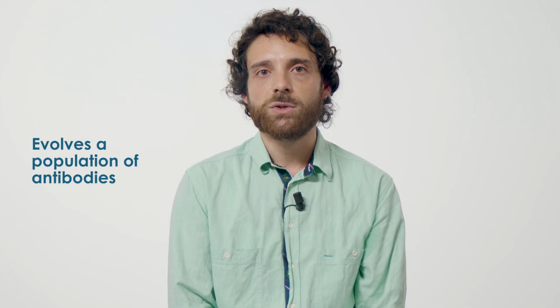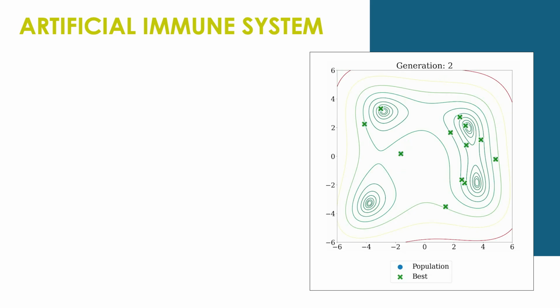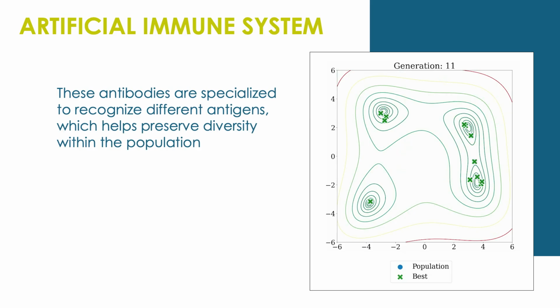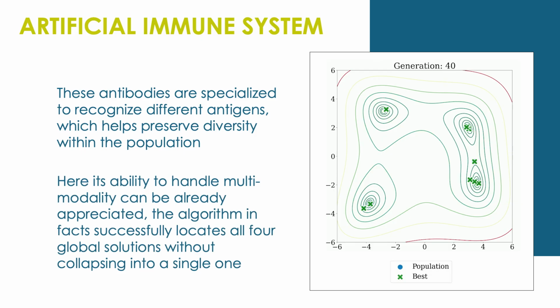While there are strategies to mitigate selective pressure, let us now consider the application of an artificial immune system over the same function. This algorithm is somewhat similar to the previous ones, as it involves a population of antibodies. However, just like in the animal immune system, these antibodies are specialized to recognize different antigens, which helps preserve diversity within the population. While the detailed mechanism of artificial immune systems will be discussed in the next course, here its ability to handle multimodality can already be appreciated. In fact, the algorithm successfully locates all 4 global solutions without collapsing into a single one.